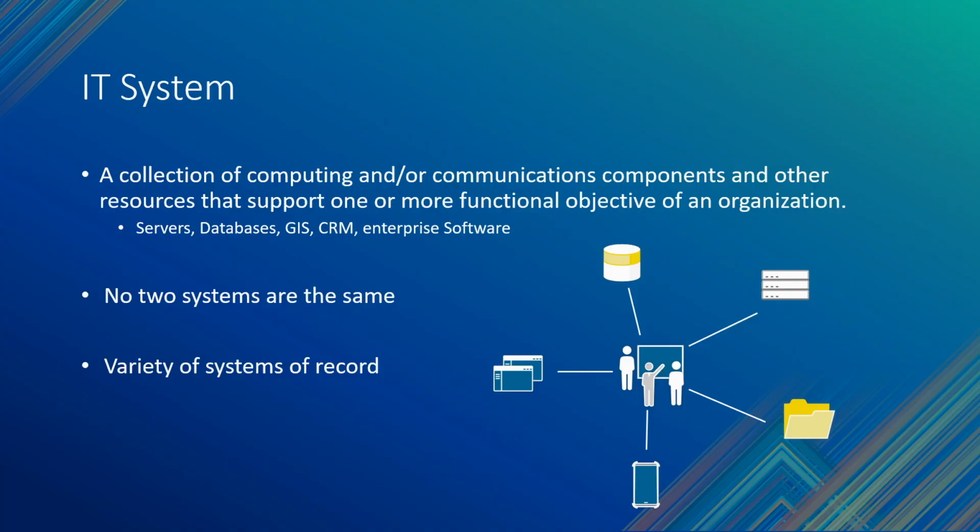So the first thing we want to do, when talking about ArcGIS and its ability to integrate with other IT systems, is make sure we define the meaning of an IT system. Think of it as a collection of computing and or communication components, as well as other resources that support one or more functional objectives of an organization, right? It helps you manage your proprietary data to achieve the main characteristics of data quality, those characteristics being accuracy, completeness, reliability, relevance, and timeliness.